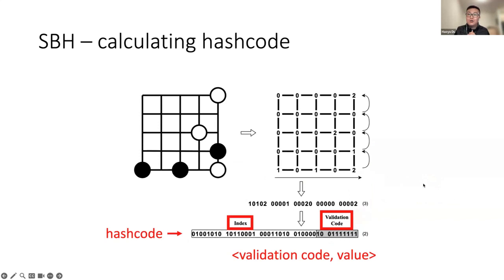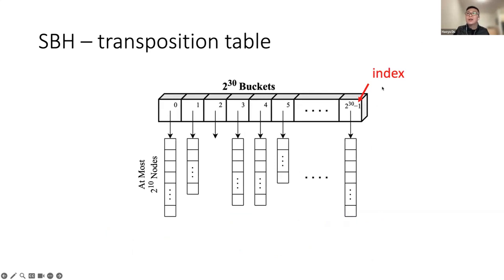Okay, let's see how sorted bucket hash actually works. A transposition table needs to support two operations, the find operation and the store operation. Find means we want to find some information perhaps we have previously stored. Store operation means we just have a new piece of information available, perhaps a new game position has been solved, and we want to store it into the transposition table. So we have a board, we calculate its hash code, we split the hash code into index and validation code. We will first use the index to determine the right bucket this board belongs to.